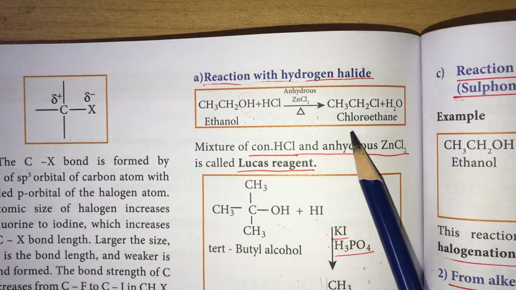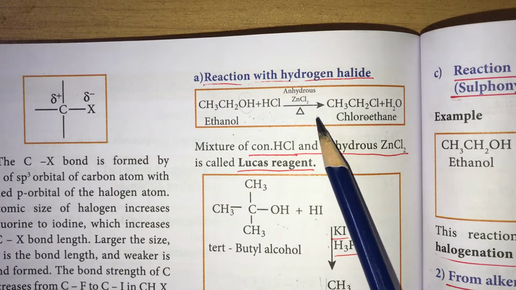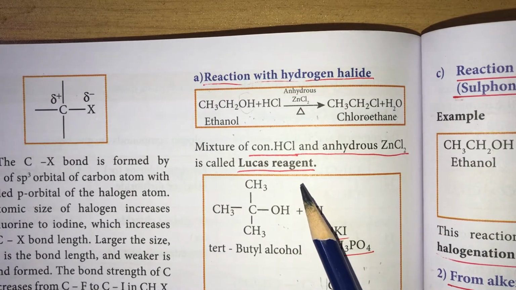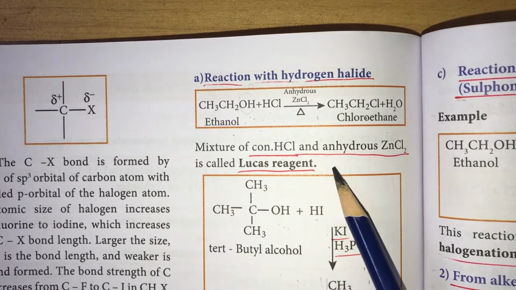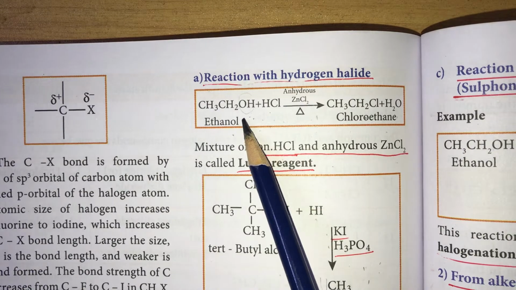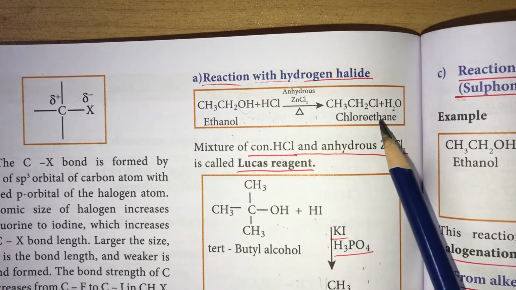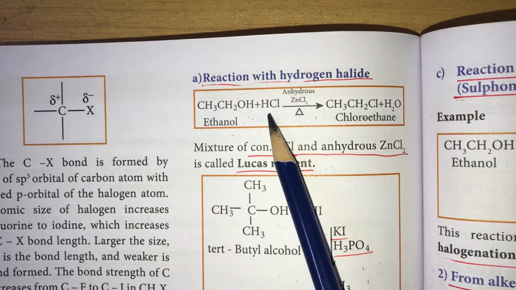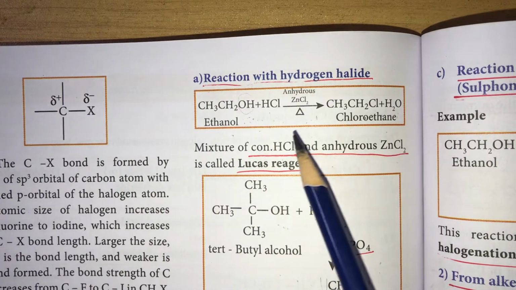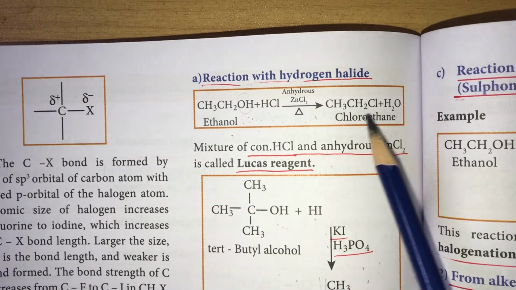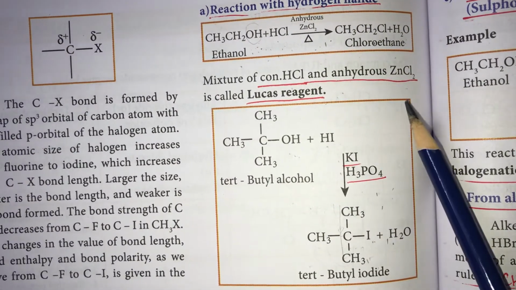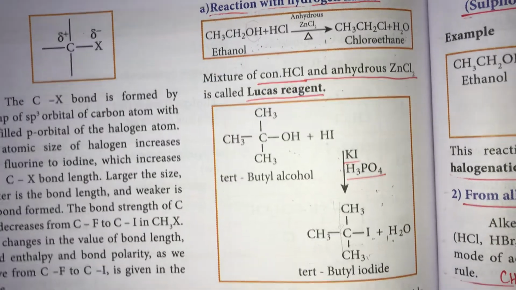The first preparation is of chloroethane from ethanol by treatment with anhydrous zinc chloride, that is Lucas reagent. What is Lucas reagent? Lucas reagent is the mixture of concentrated HCl and anhydrous zinc chloride. Ethyl alcohol on treatment with Lucas reagent gives chloroethane or ethyl chloride. H and OH react and are removed as H2O, and chlorine gets substituted instead of OH. So this is the conversion of alcohol into alkyl halide by treatment with Lucas reagent.